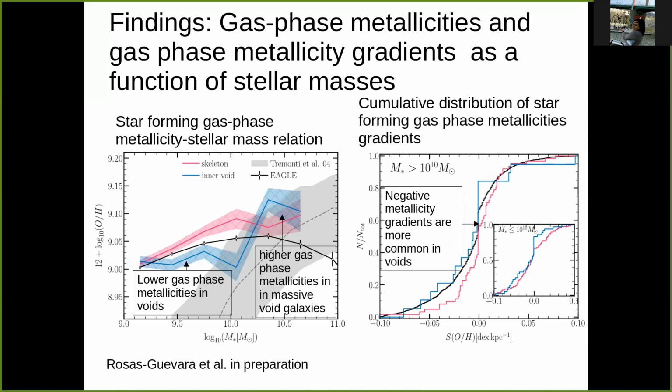And positive metallicity gradients are associated with external processes such as galaxy interactions, gas pressure, ram pressure stripping, and tidal forces. And the fact that we found some differences in the distribution of the negative metallicity gradients is an indication that the assembly history of the galaxies in inner voids is different from the skeleton galaxies.